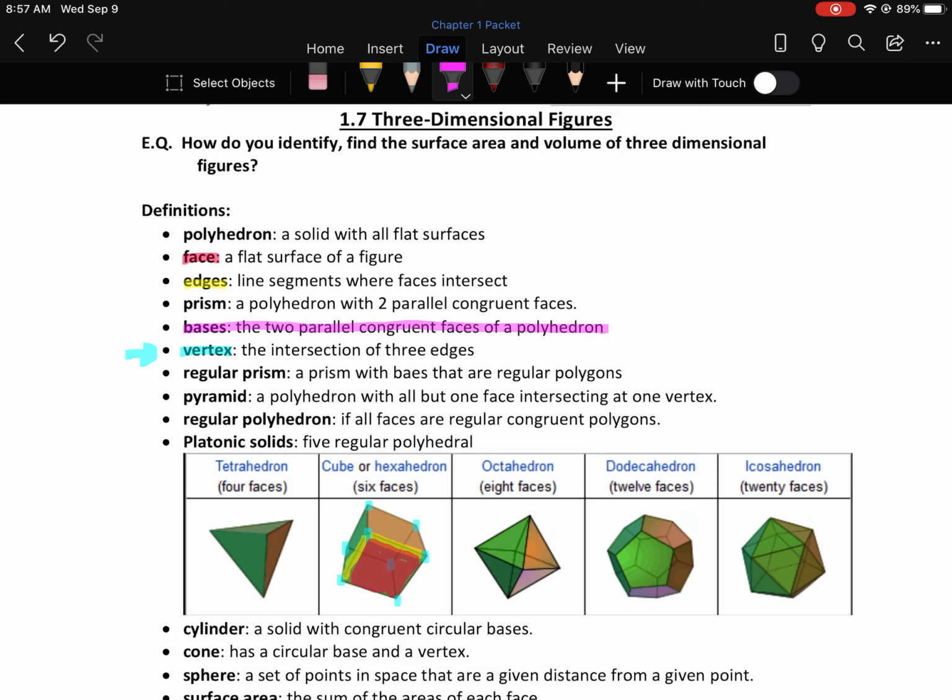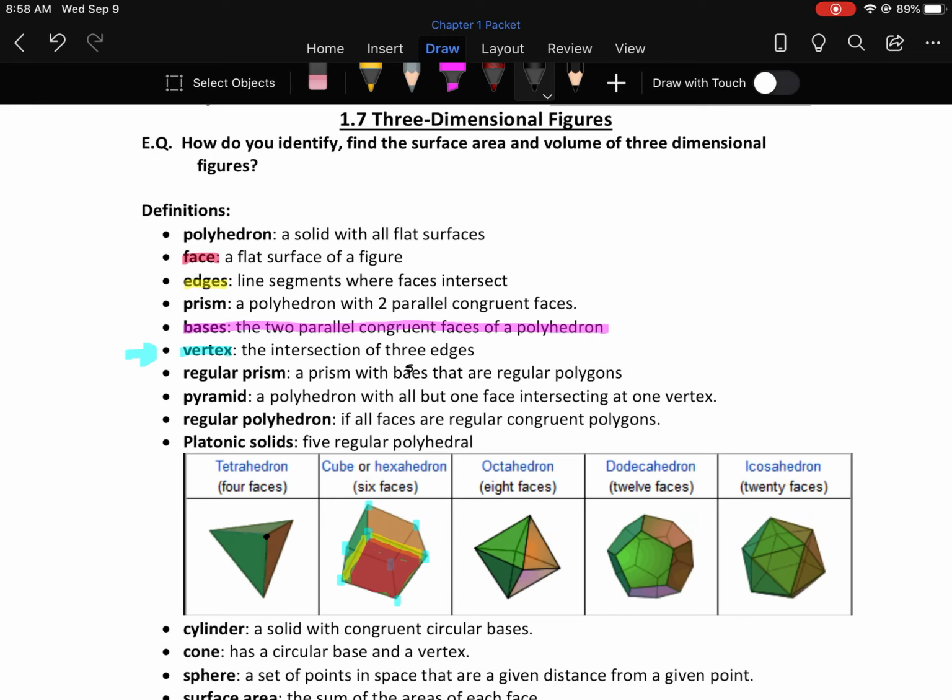All right, so regular prism, it's a prism with bases that are regular polygons. So that should say bases, B-A-S-E-S, the regular polygons. All right, a pyramid. It's a polyhedron with all but one face intersecting at the vertex. Okay, it's sort of like this tetrahedron here. It's a type of pyramid where they're all intersecting right here at the top. A regular polyhedron, it says if all faces are regular congruent polygons. So a cube would be a regular polyhedron.